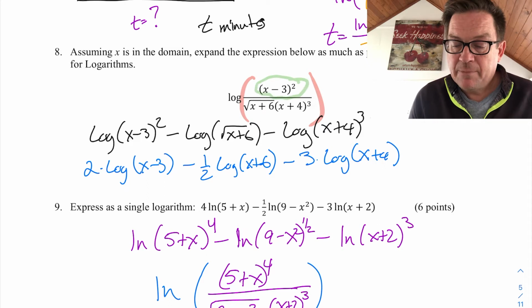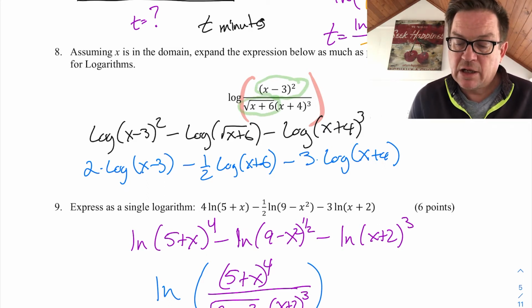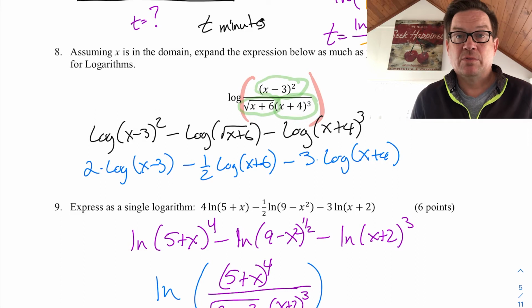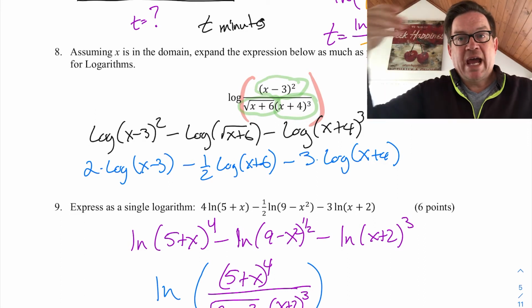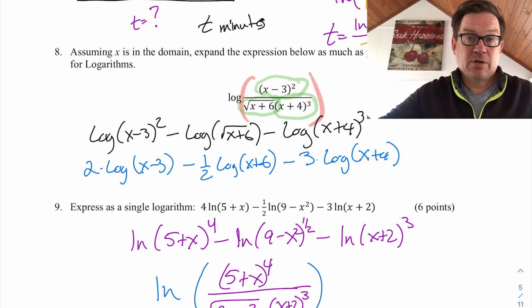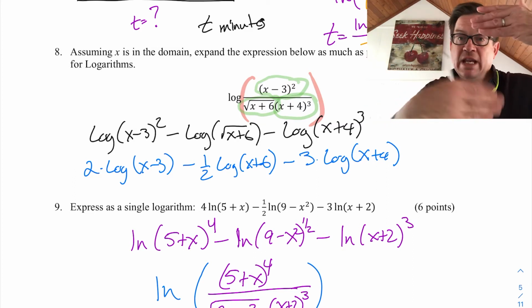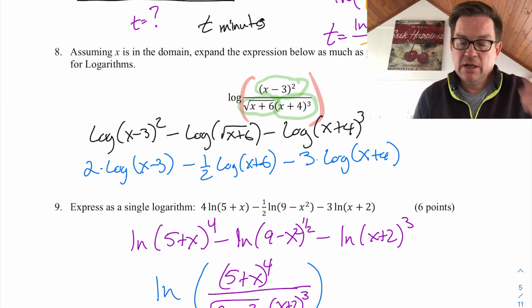It's got an x minus 3 squared in the numerator. It's got a divide by square root of x plus 6 and divide by x plus 4 cubed. And so we've talked about multiplying logarithms. You add there because you're adding exponents when you multiply. But if you divide, you subtract exponents. So anything in the denominator is going to be subtracted away.